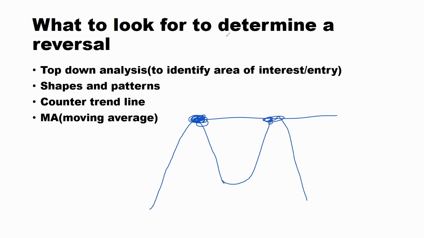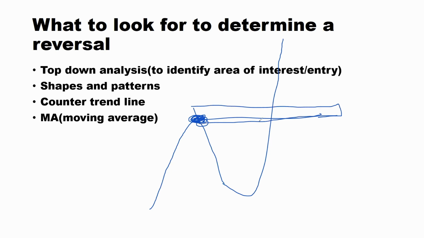Or if, let's say, sellers were here and price broke above, it means that now buyers have broken above this wall, but there's a wall built here. So meaning that if price comes back here, there are higher chances that buyers will again bounce off and continue up. Right? So in a top-down analysis, we're trying to identify such areas which give us an area of interest or an area of entry, depending on the time frame you're in.